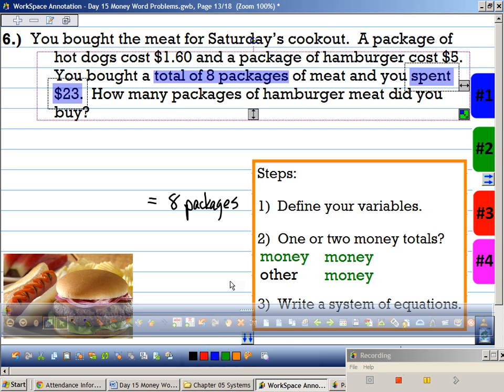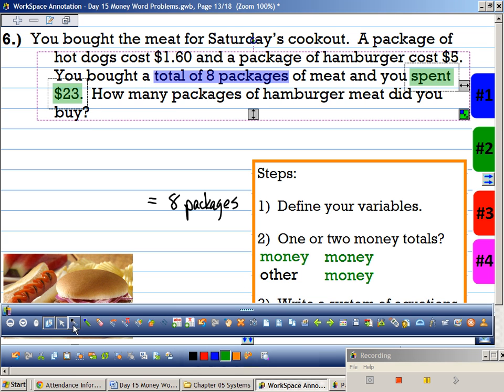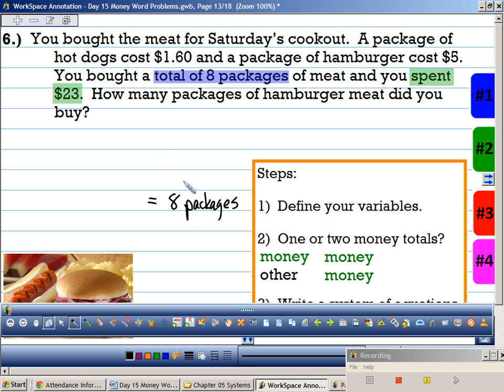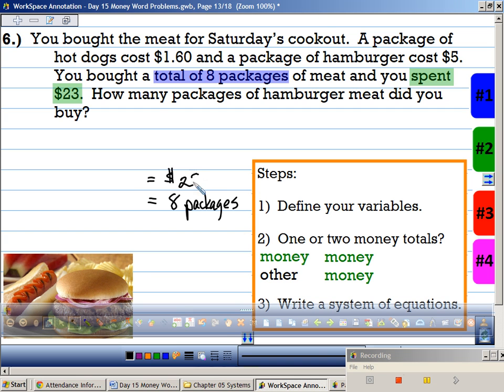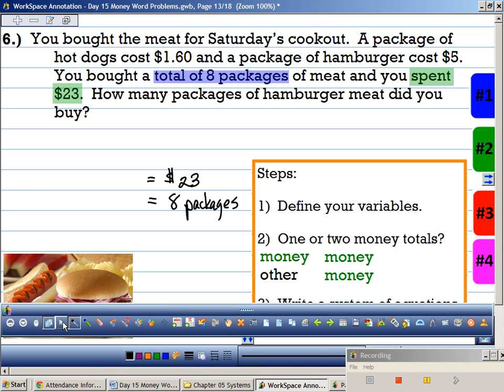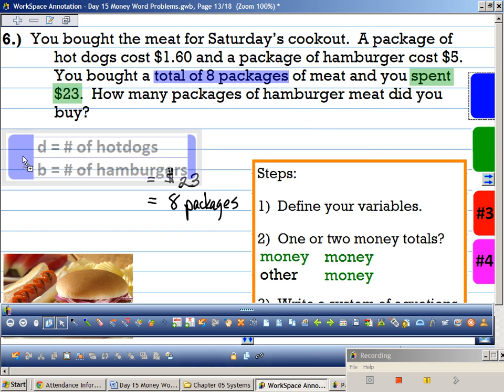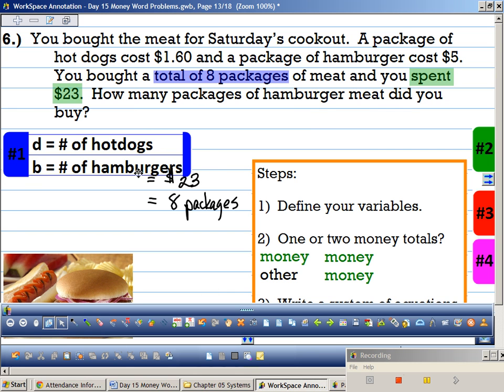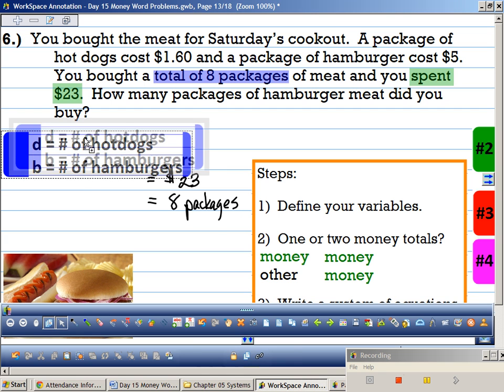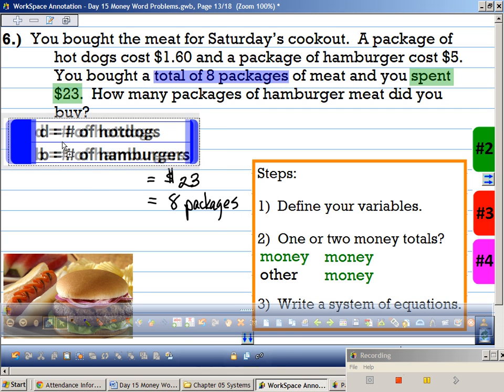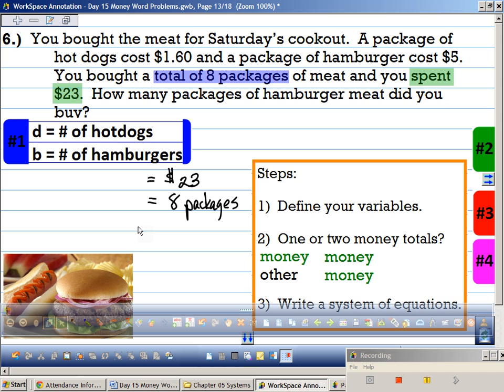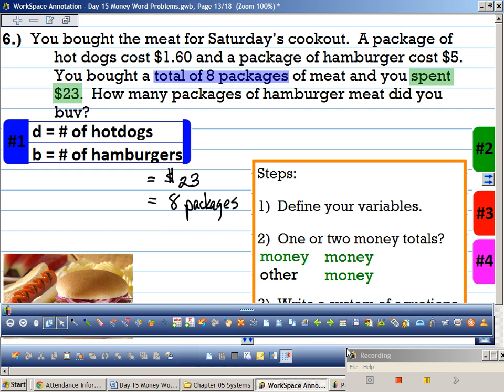I should change these colors to green. All right, so I've got a packages total and a what total? A money total. For how much? 23. Finish it for me. Oh, we need to define our variables. D equals dogs. B equals burgers. Remember, it's so funny. Dogs. B. Wow, let's laugh at that for about 5 minutes, like my last class did. Okay, do that for me.